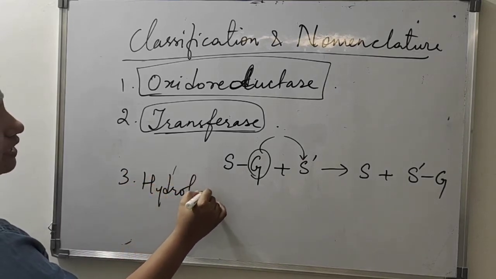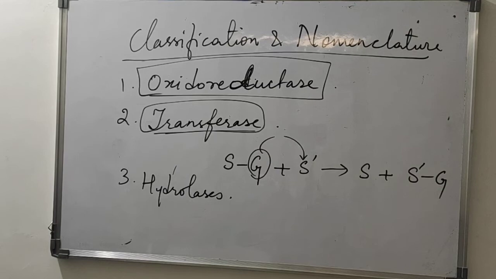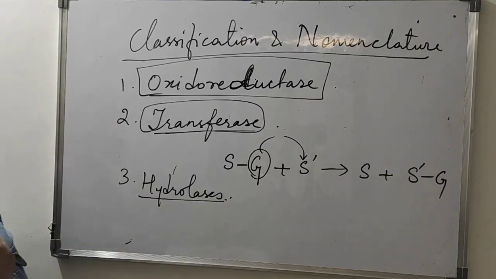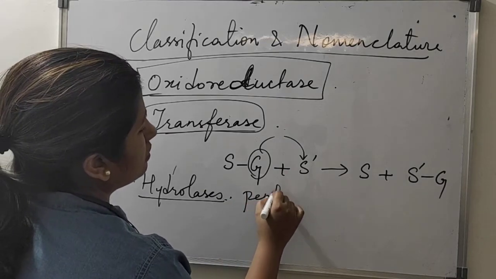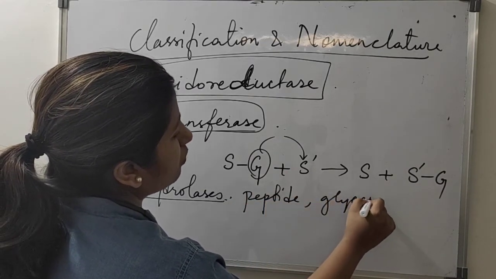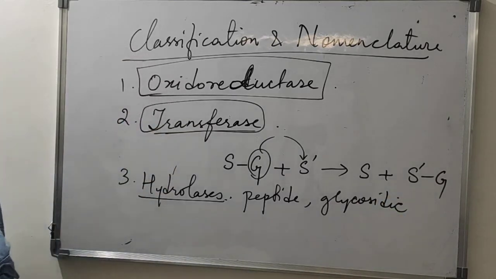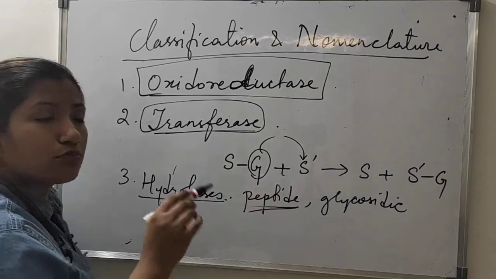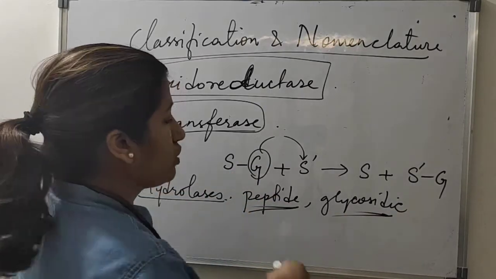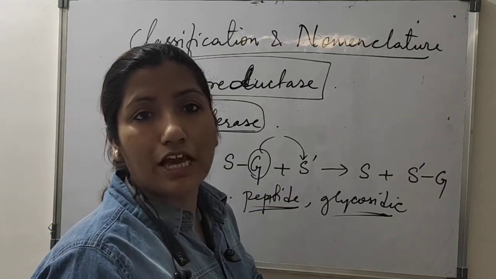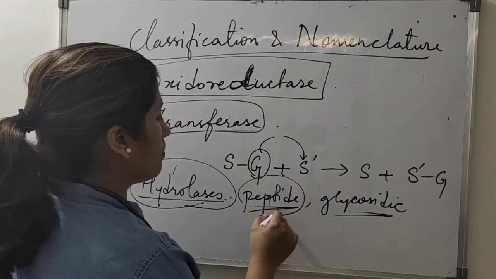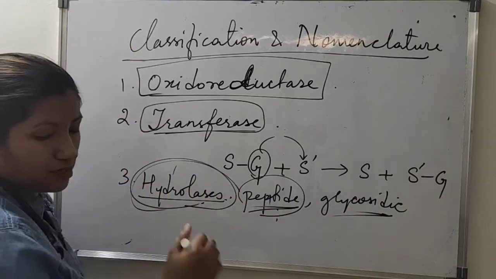Number 3, hydrolase enzyme. So what can the hydrolase enzyme do? It catalyzes hydrolysis. It hydrolyzes, it breaks down the bonds, peptide bond, glycosidic bond. All these bonds are broken down by hydrolysis. Catalyzing hydrolysis means breaking down this bond. Where did you see the peptide bond? In protein, and glycosidic in carbohydrate. So these bonds are broken down. When we digest carbohydrate, and when we digest protein, these enzymes are used to break down the peptide bond and glycosidic bond.